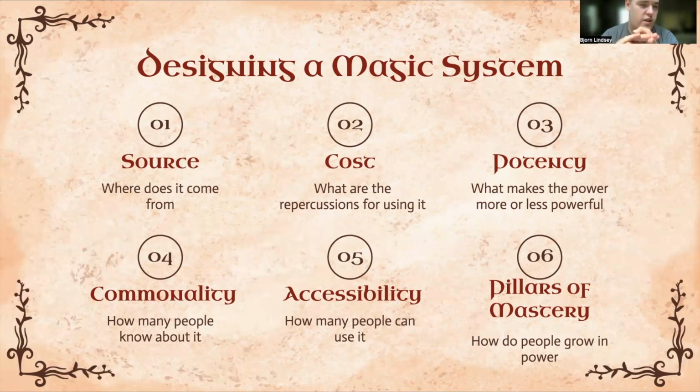These two are actually tied together: commonality and accessibility. Commonality is how many people know about it, and accessibility is how many people can use the magic. Usually these are pretty similar, but when things get interesting is when there's a big imbalance between the two. And the last one is pillars of mastery. What do the upper levels of magic users look like, and how do you get there? How do you increase your magical power?